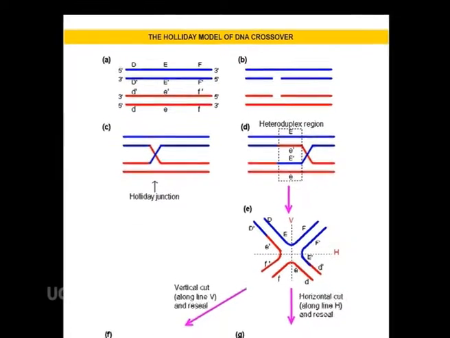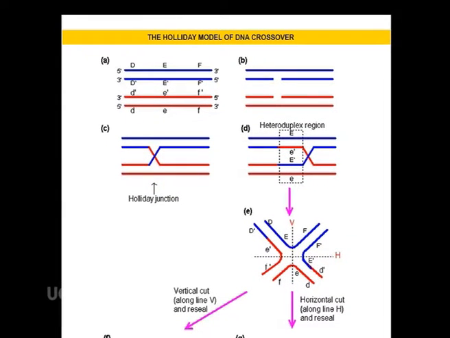In the first step, two homologous DNA molecules line up. Next, the cut in one strand of both the DNAs occurs. The cut strands cross and join homologous strands, forming the Holliday structure or Holliday junction. Next, a heteroduplex region is formed by branch migration. Resolution of the Holliday structure.